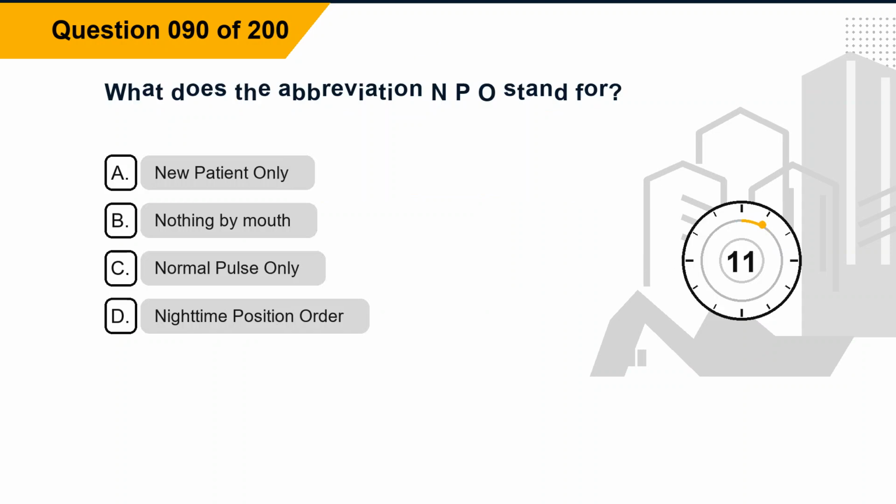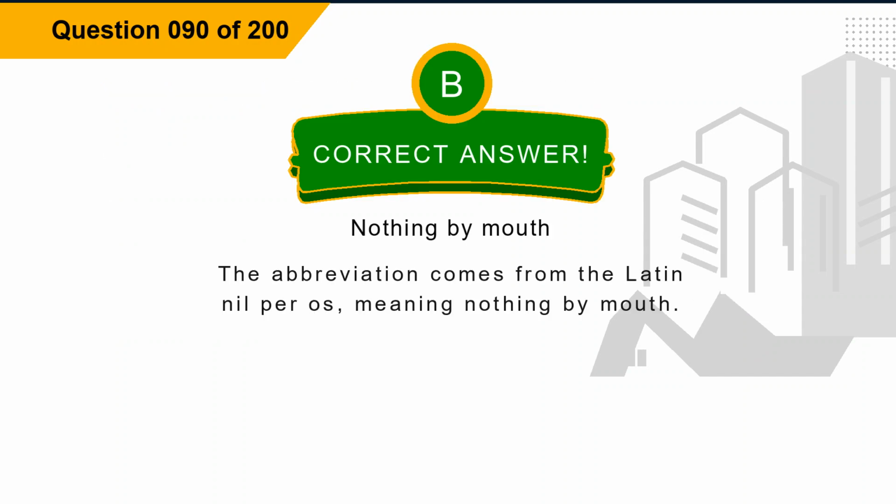Question 90. What does the abbreviation NPO stand for? Option A, new patient only. Option B, nothing by mouth. Option C, normal pulse only. Option D, nighttime position order. The correct answer is option B, nothing by mouth. Explanation. The abbreviation comes from the Latin nil per os, meaning nothing by mouth.